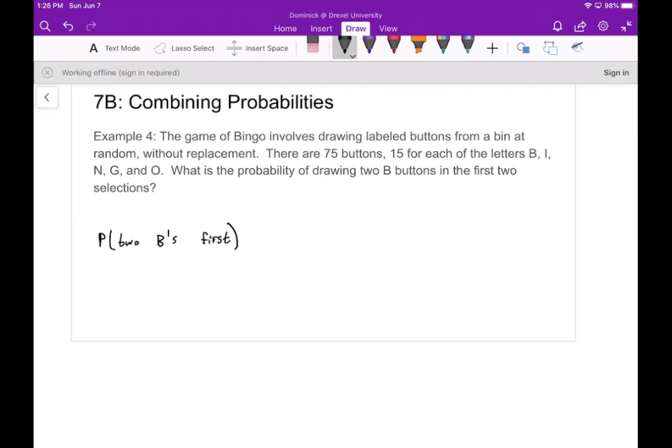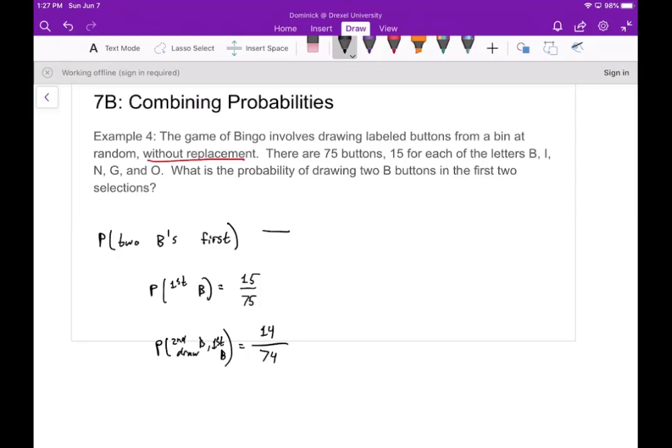Let's think about this. The probability of the first B is going to be 15 out of 75. Now, the fact that you are not replacing them means that on the second draw you're only going to have 74 to choose from. So the second draw being a B, given that the first was a B, means we have 74 to choose from, and one less B.